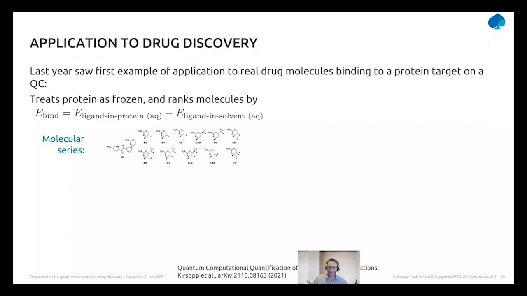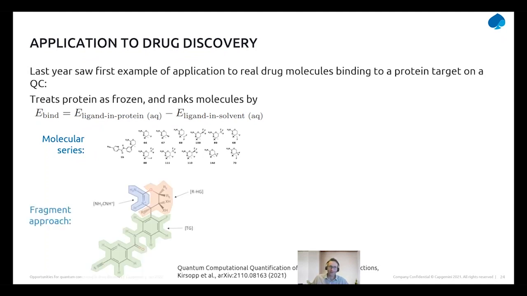So they took a series of molecules that they already understood. Now, the scale of quantum computing is not anywhere near the scale where we can study a whole molecule, but instead what they did was they took a fragment-based approach. And actually this blue region here, this small region, which is the bit which binds to the protein, they studied on a quantum computer, and the rest of it was studied in an approximate fashion.